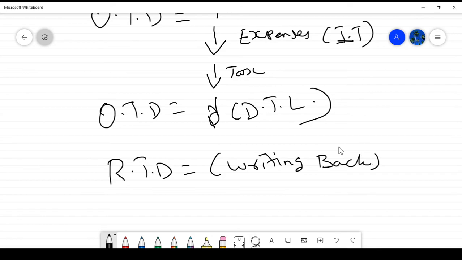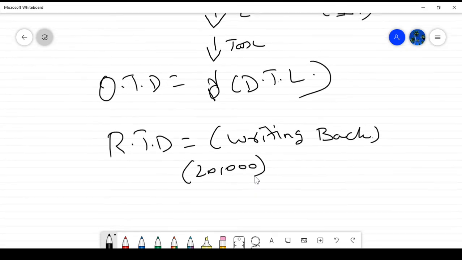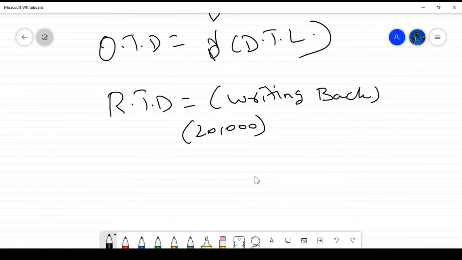So now we have to do RTD. RTD is reversing timing difference, 20,000 rupees. The 20,000 rupees is already accounted in OTD, that is the initial originating timing difference. DTL is already created. Now we are writing back, that means we have to do the reverse. We have to reduce it from our DTL. Correct? We have to credit our P&L account.